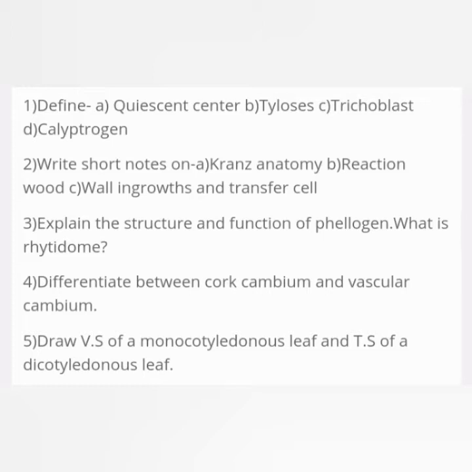3. Explain the structure and function of phellogen. 4. Differentiate between cork cambium and vascular cambium. 5. Draw VS of a monocotyledonous leaf and TS of a dicotyledonous leaf.